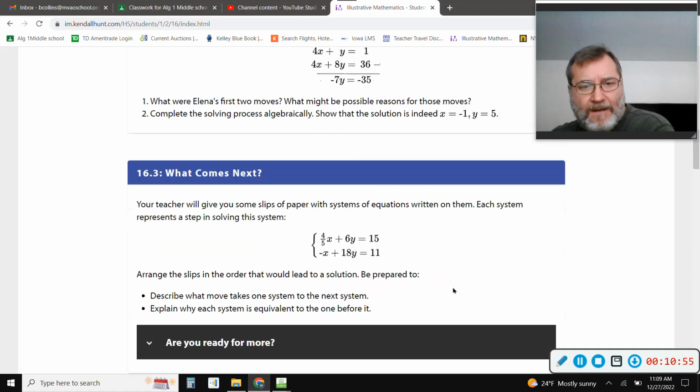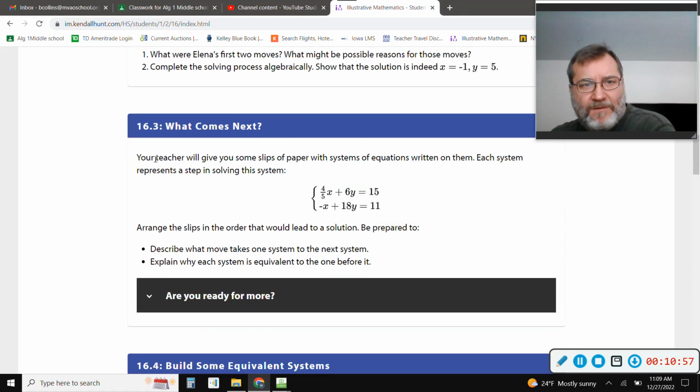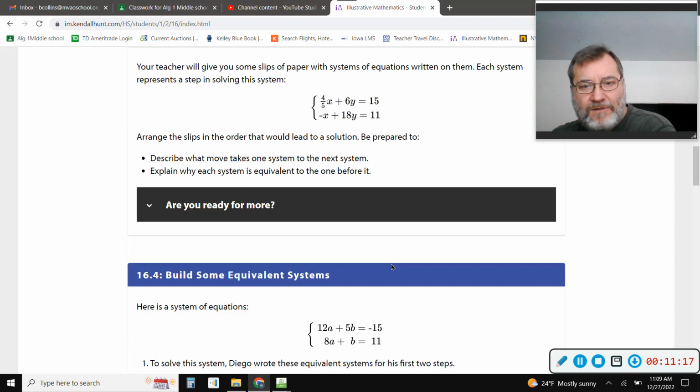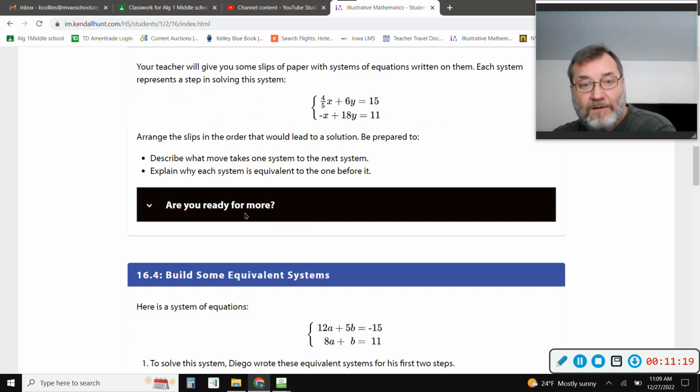All right. And so we kind of talked about this. Your teacher will give you some slips of paper with systems of equations on them. Each system represents a step in solving this system. Arrange the slips in an order that will lead to a solution. Be prepared to describe the move and explain why each system is equivalent to the one before it. Okay. I'll let your teacher, your para, do that.